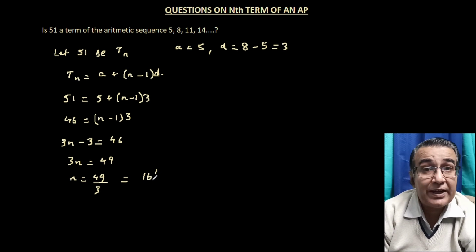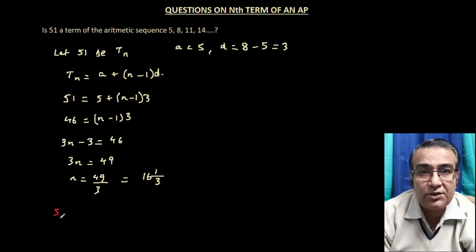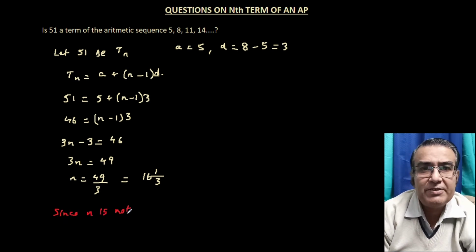Now we were supposed to find the value of n. N is the nth term of a sequence, which means it can be the first term, the second term, the third term, or whatever, but it can only be an integer value. It can't be the 16 1/3 term. So obviously we can say that since n is not an integer, therefore 51 is not a term of the sequence.